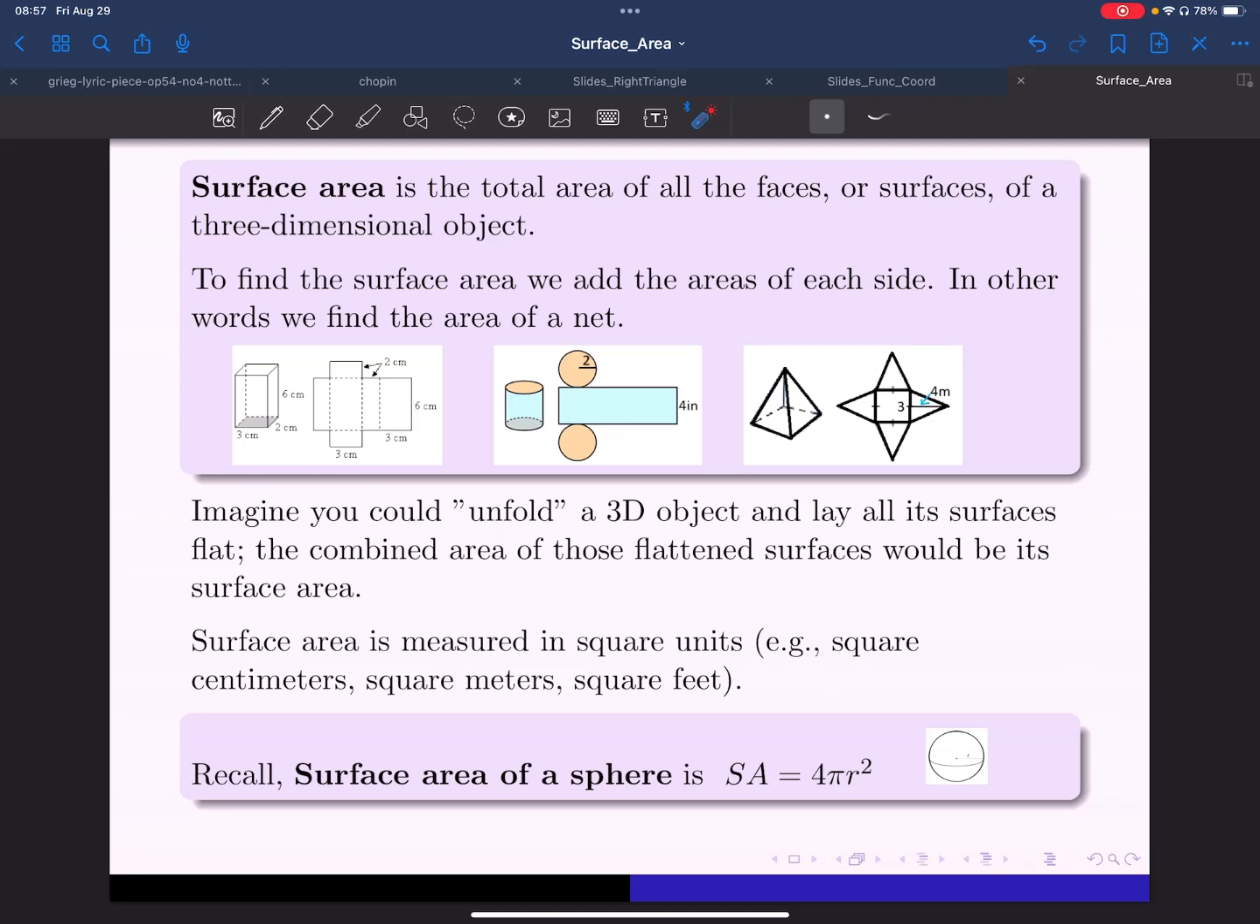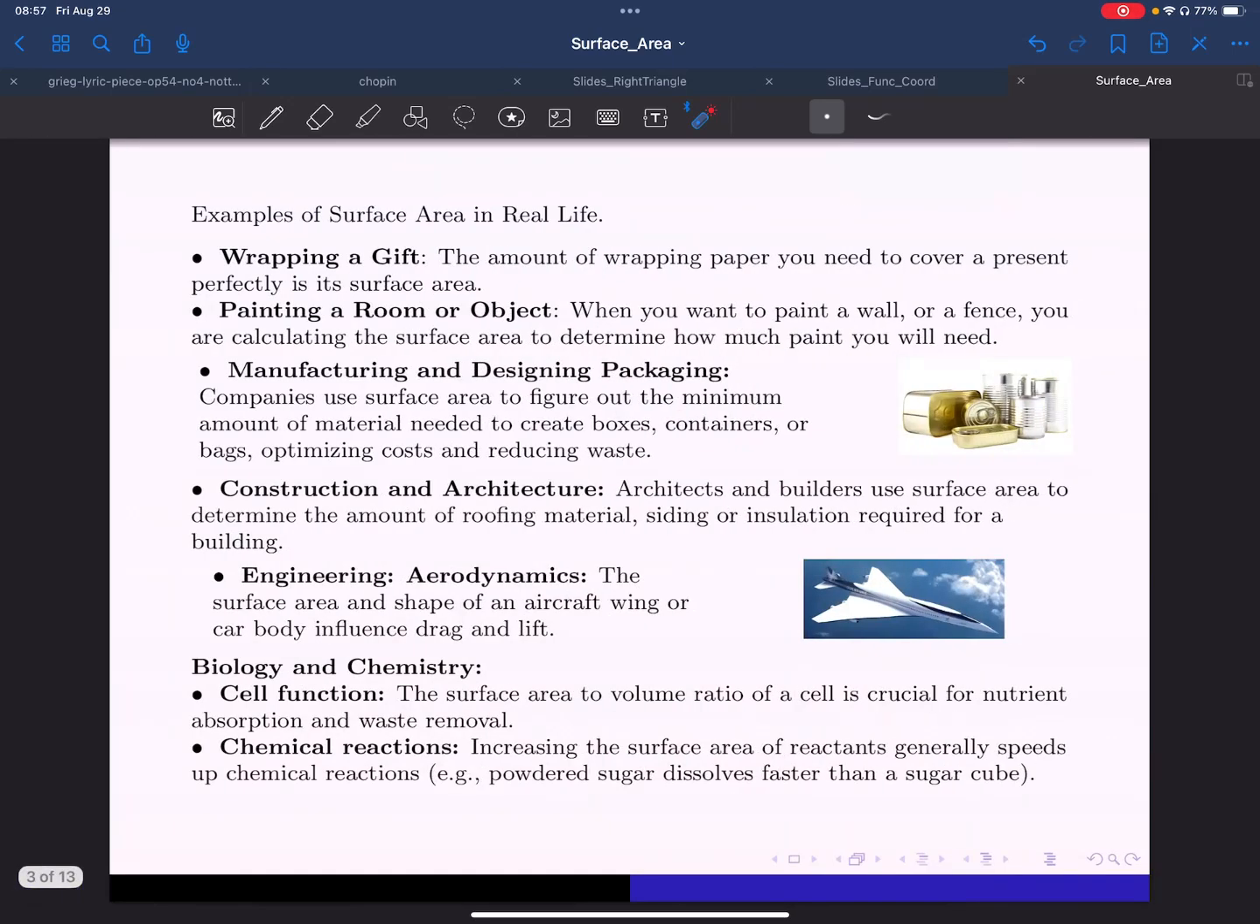Similarly, for the cylinder, we would calculate the area of the bottom, which is the circle, area of the top, which is also the circle, and if I cut this halfway through, I'm gonna have the rectangle on the way. And similarly for pyramid. So let's see some examples.